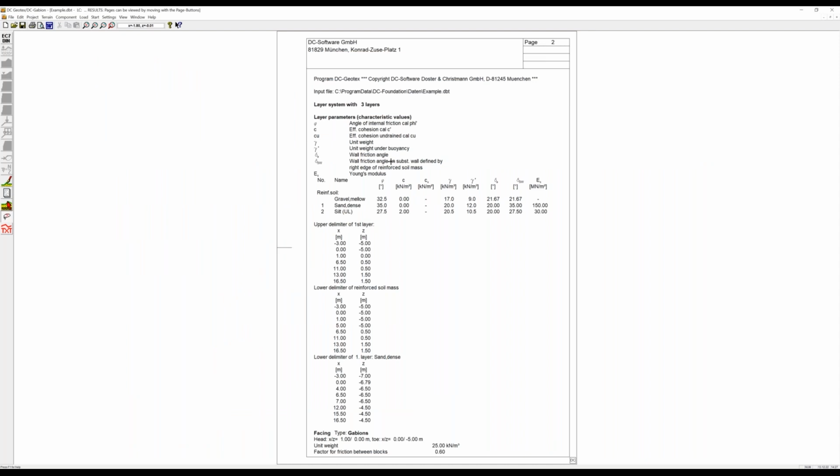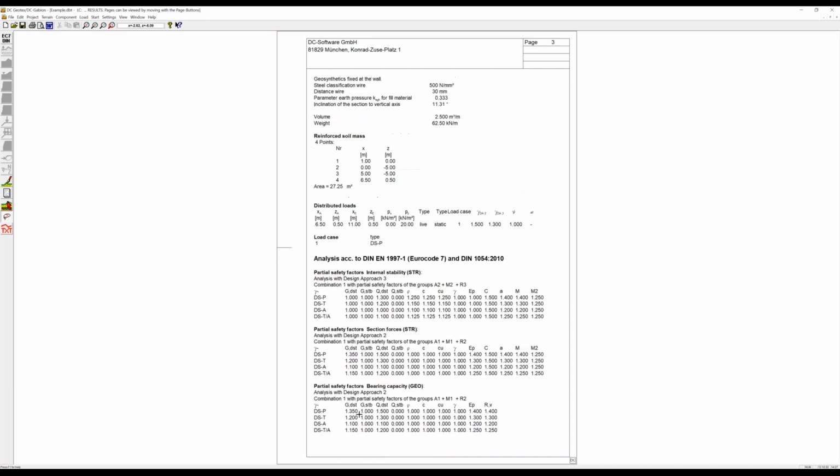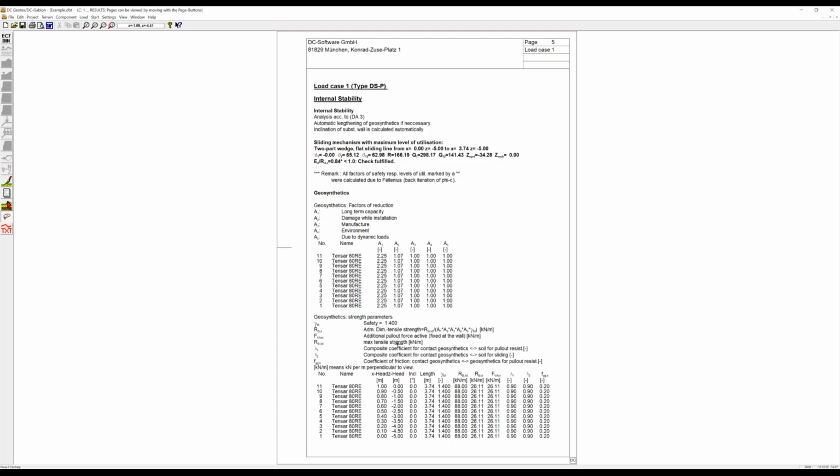you see first all the input parameters with the soil that we defined, with the lines, limits of the soil layers, the type of facing from gabions. We have the loads, we have many different safety factors. And then we have the calculation for the internal stability for the critical sliding mechanism, where we need a utilization of less than 1.0. So the check is fulfilled for the internal stability.